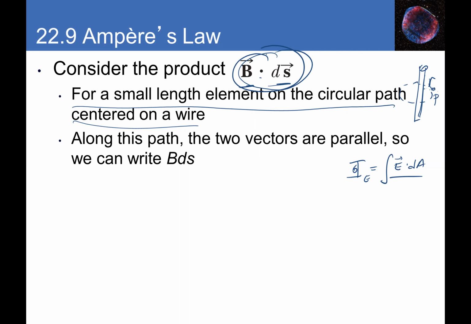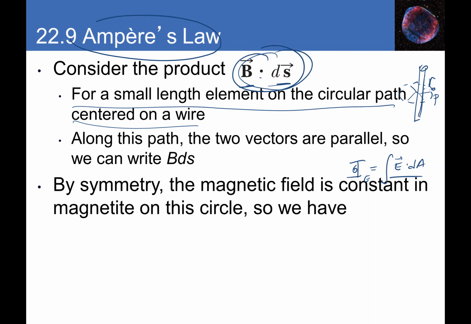So we have a small length element on the circular path centered on the wire. I want to make sure that I have the same distance R everywhere, which means the wire is exactly at the center of my circle. This is Ampere's law, and this loop is known as an Amperian loop. And by symmetry, the magnetic field is constant in magnitude on this circle.